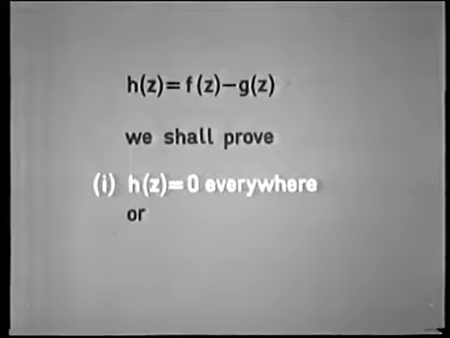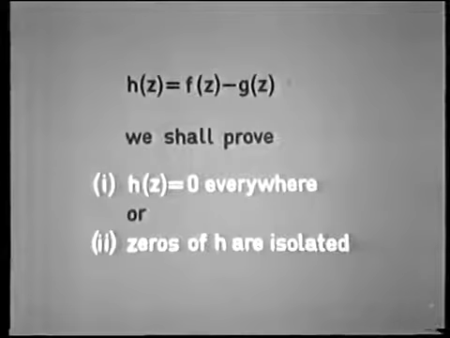We answer this question by showing that for any analytic function h, there are only two possibilities. Either an analytic function is 0 everywhere, this is the case we want, or else any point where the function is 0 is an isolated point.